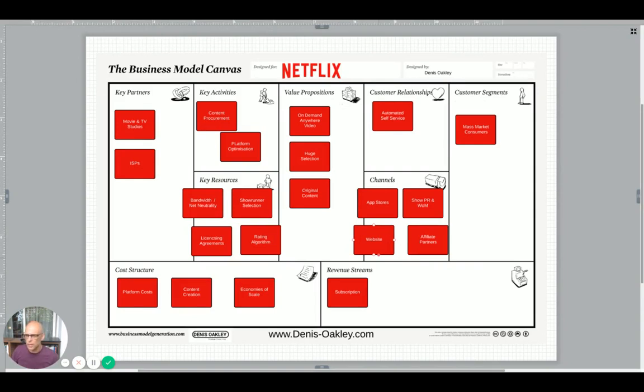So right in front of us, we have got the business model canvas that I've put together for Netflix, and this is going to show how the whole thing works. We'll start over here on the customer segments.